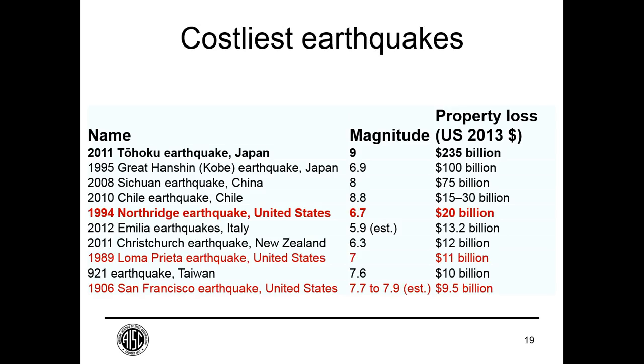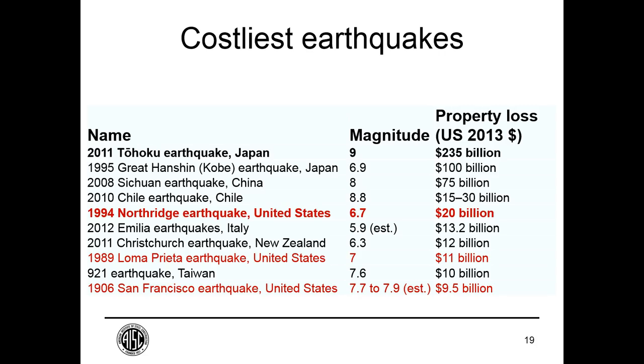This is a list of costliest earthquakes, and again, the ones highlighted in red are U.S. earthquakes. And because of the relative wealth of our country, when earthquakes happen here, there's quite a bit of property loss. The Northridge earthquake, which was only a magnitude 6.7, caused $20 billion worth of damage in the Los Angeles region. You can see that magnitude 9 earthquake, the earthquake and tsunami in 2011, $235 billion. So I guess that's two related load conditions that caused that damage, earthquake and tsunami.